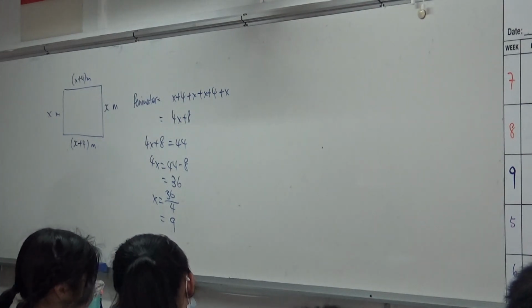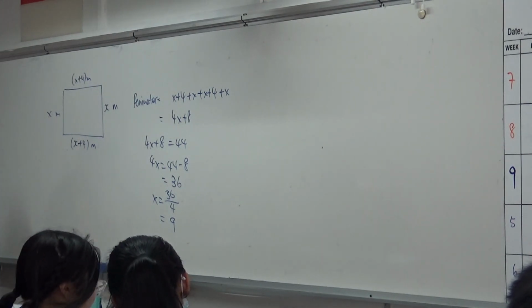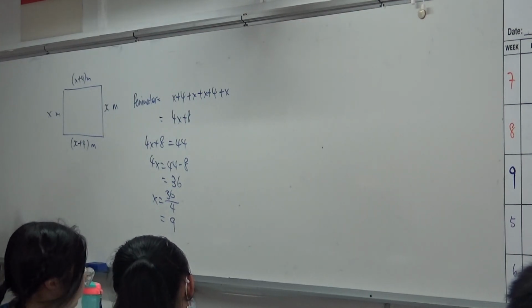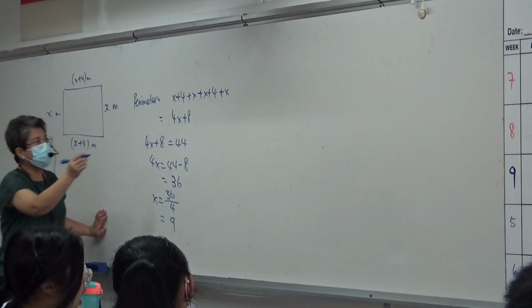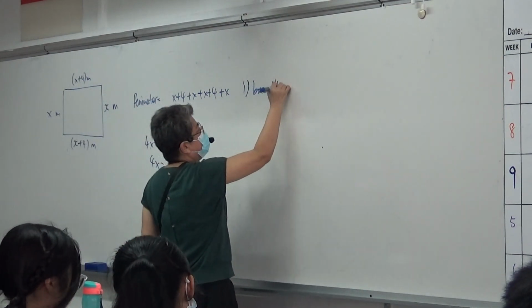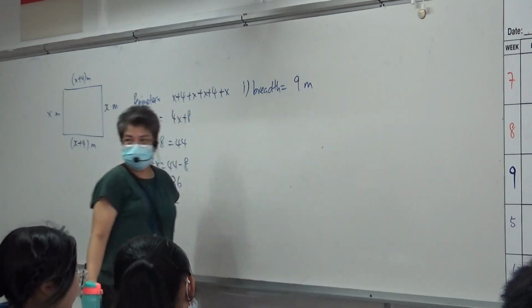What did they say for part 1? Find what? The area? Straight away find area? What's part 1? Find the breadth. Okay, so we must conclude the breadth is 9 meters, right?